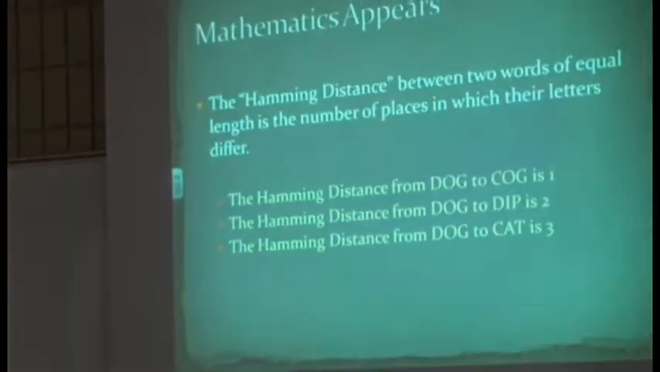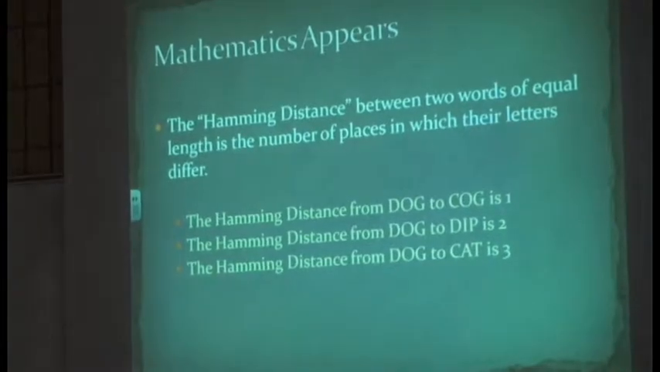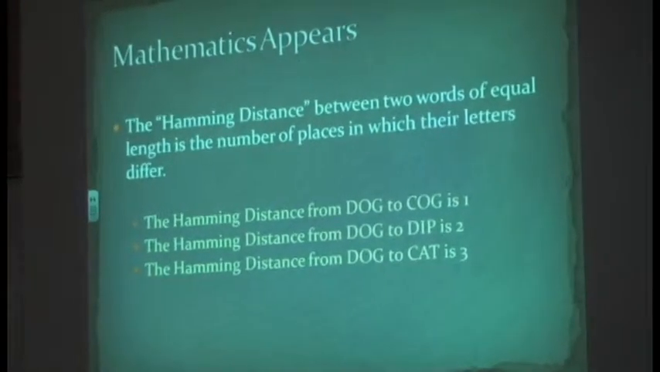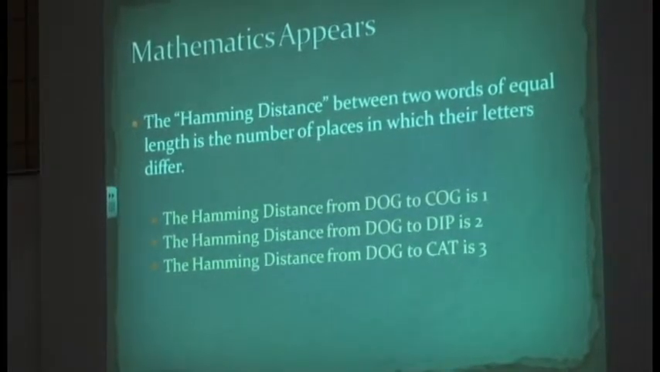So I'm going to introduce a very simple mathematical concept, the Hamming distance between two words. The Hamming distance is something that comes up in coding theory. There's this question about phone numbers. So we have 7-digit phone numbers, I guess we have 10-digit phone numbers now.